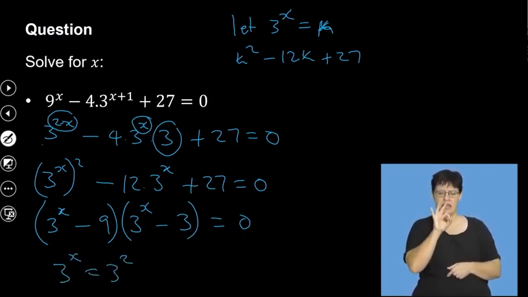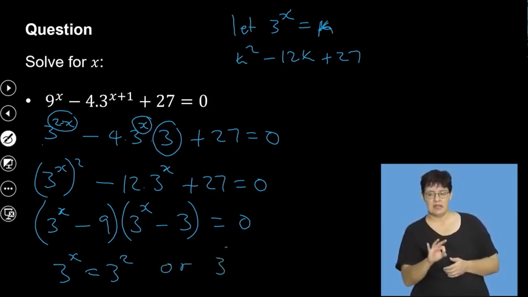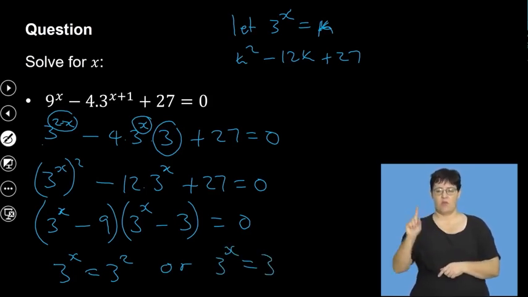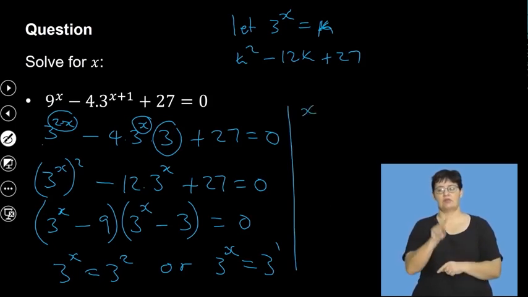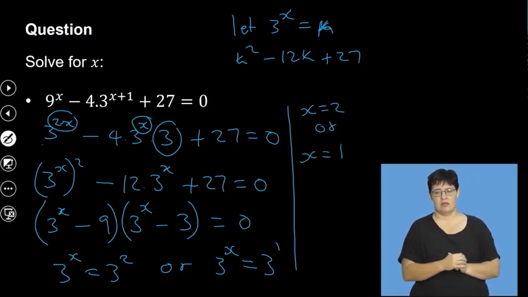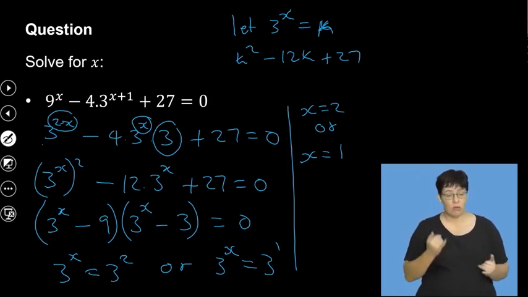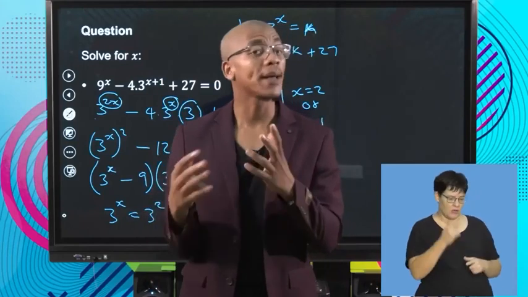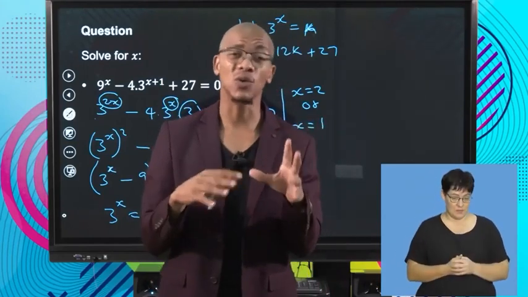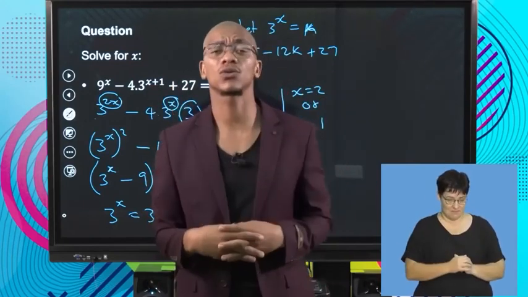Why 3 squared? Because 9 is the same as 3 squared. Or 3 to the exponent of x equals 3 to the exponent of 1, right? Then my final answer here will be x equals 2 or x equals 1. Then you can always go back, substitute, and check whether your answer is correct or not. If it is not, then go back and recheck where you went wrong, because if it's not the same on either side, then there's something you did not do right.